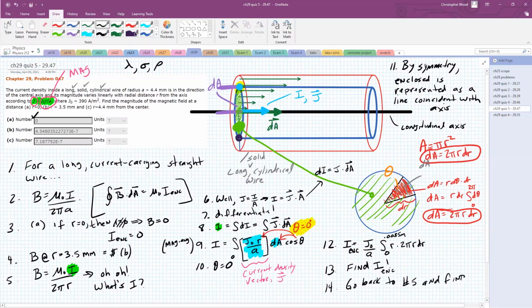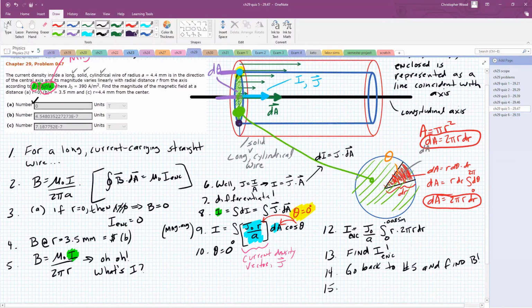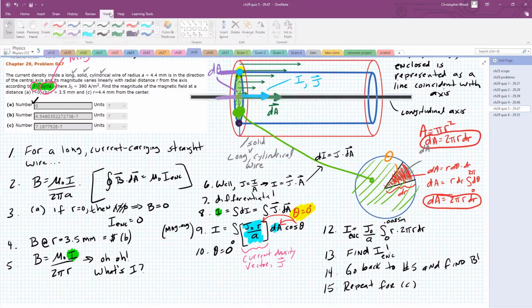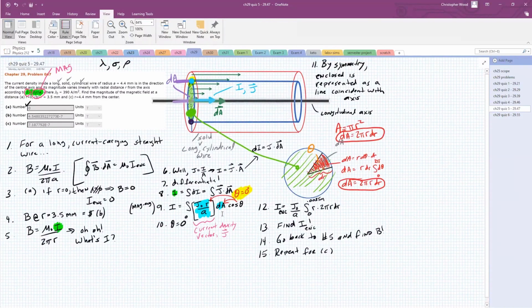And find B. And then the last thing before I fade away for a while is repeat for part C. All right, so I'll leave you to it. You guys finish all of this. I'll hang out, get other stuff ready, look for questions or corrections to a mistake that maybe I made. But go ahead and answer A, B, and C, although the answer to A is done.